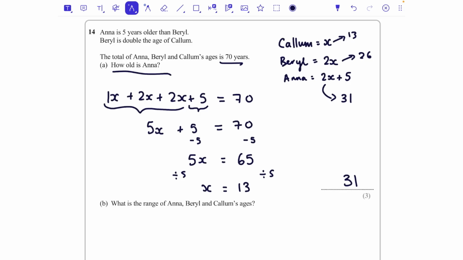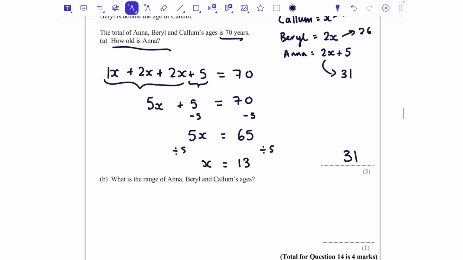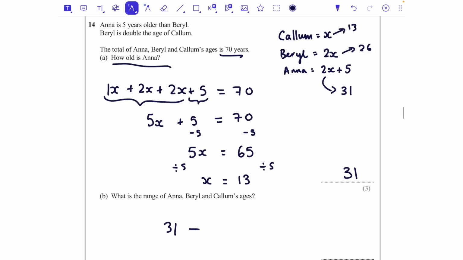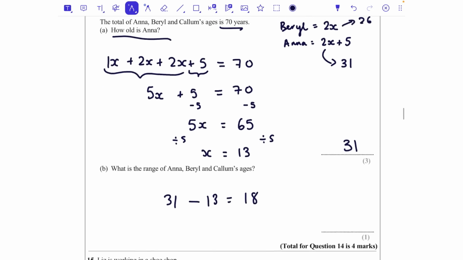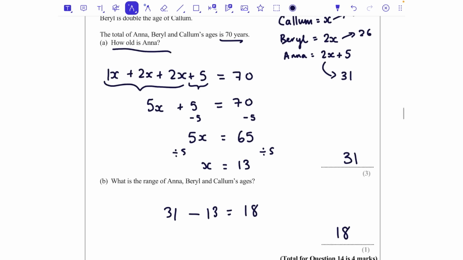Part B says, what is the range of Anna, Beryl and Callum's ages? So the range is the biggest, take away the smallest. So the biggest is Anna, 31. Take away the smallest, which is Callum, 13. 31, take away 13 is 18. So 18 is the answer there for the range of their ages. The range is the biggest, take away smallest. Mode is the most common, median's in the middle, and what one haven't I done? Mean is when you add them all up and divide by how many there are.